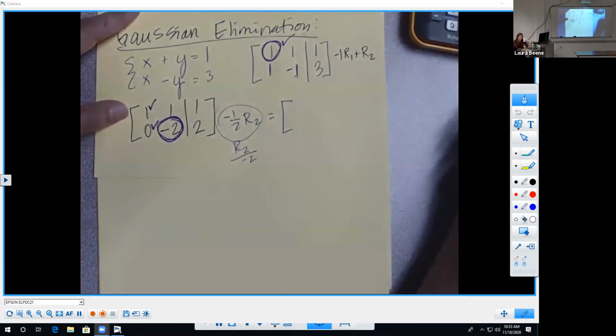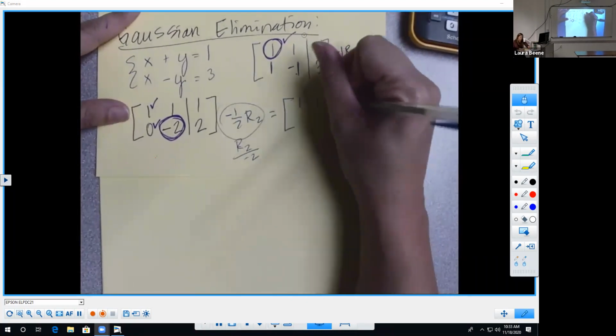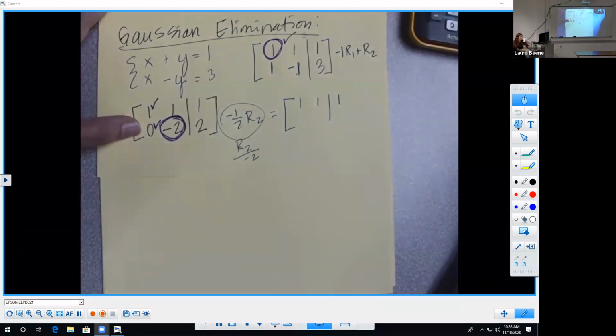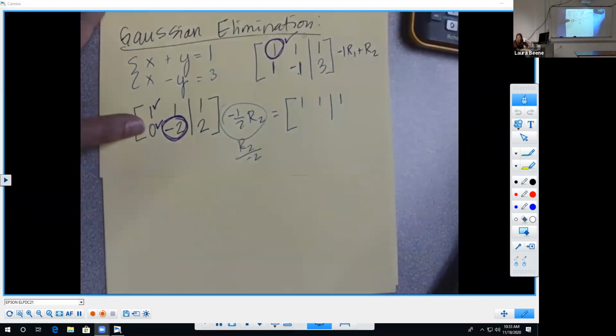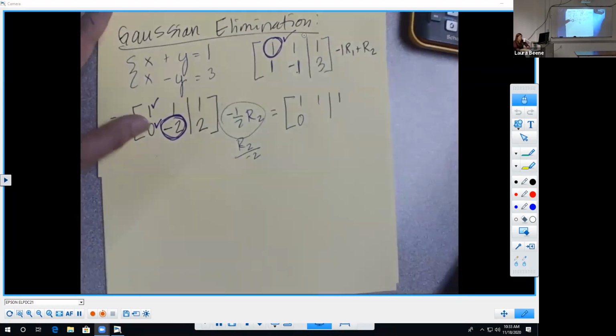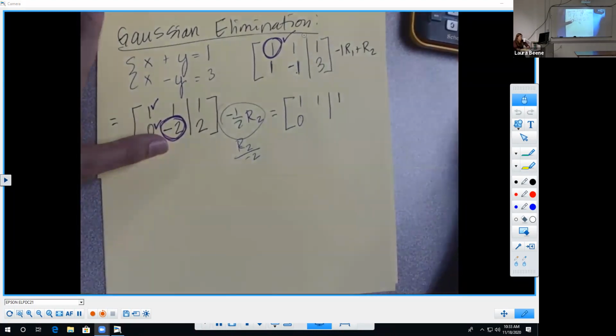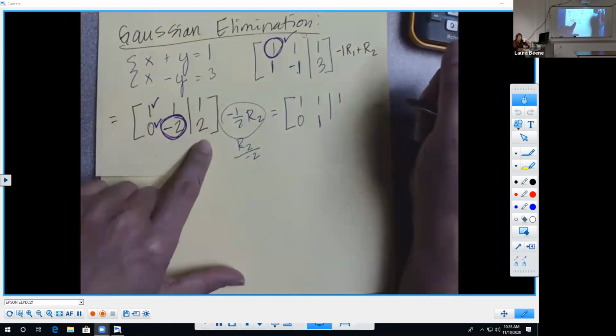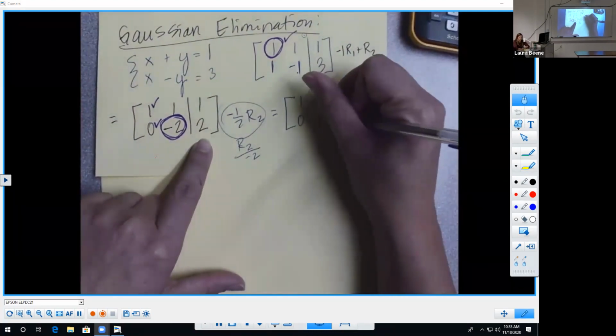Okay, so top row 1 stays exactly the same: 1, 1, 1. Row 2, I'm going to divide by -2. 0 divided by -2 is 0. -2 divided by -2 is a 1. 2 divided by -2 is -1.